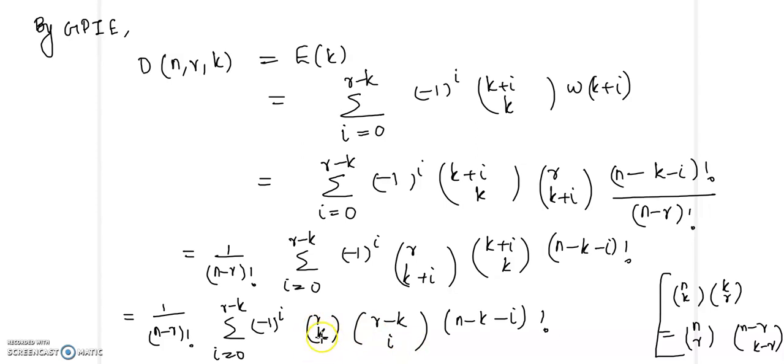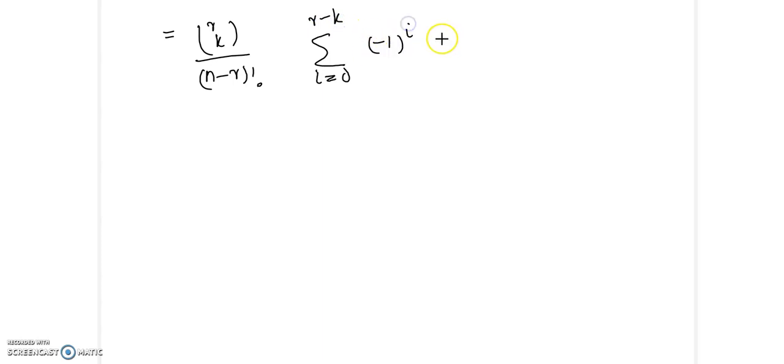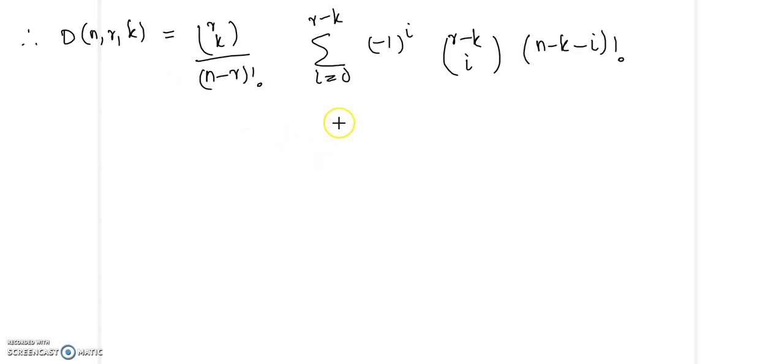So here rCk is independent of i. That also will come out of the summation. So that will give you rCk by (n minus r) factorial, summation i equal to 0 to r minus k, minus 1 raised to i, (r minus k)Ci into (n minus k minus i) factorial. So therefore d of n, r, k will be given by this expression. So by generalized principle of inclusion and exclusion, this will be the value of d of n, r, k.